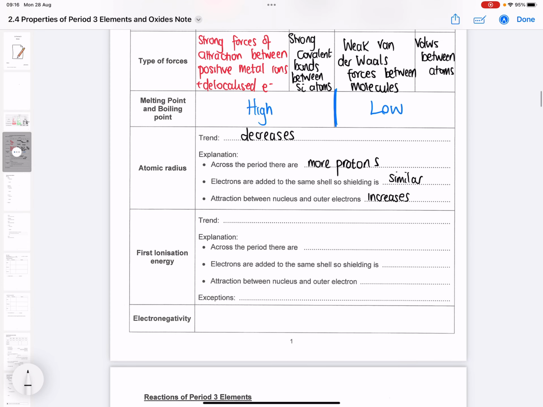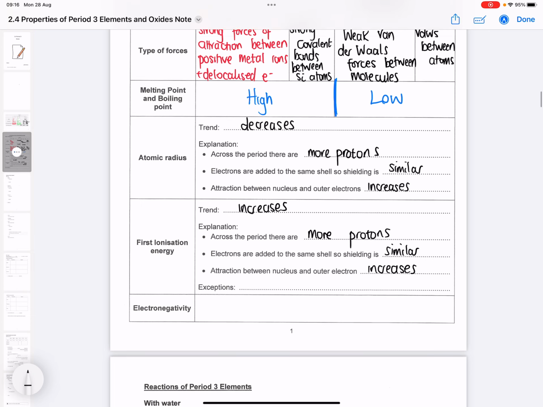So again, have a little pause of the video and see if you can remember the trend in first ionization energy. So what we should have remembered is, again, as you go across the period, there are more protons in the nucleus. They're adding to the same shell, those electrons, so we've got similar shielding, but the attraction increases. Now, if the attraction increases, the amount of energy we need increases. There are some exceptions to this.